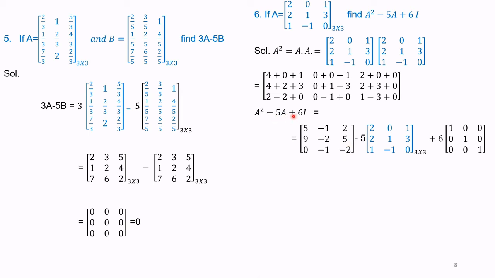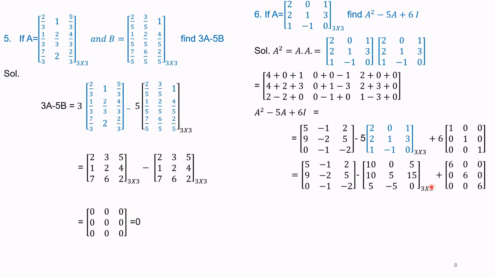Minus 5A is asked in the question, so minus 5 we have written outside. A we have copied as it is from the given matrix, that is 2, 0, 1, 2, 1, 3, 1, minus 1, 0. So this is a 3 by 3 matrix, and this is also a 3 by 3 matrix. So our identity matrix also has to be 3 by 3. Therefore, we add plus 6 into the identity matrix, which is a square matrix with diagonal elements as 1. So here you see 1, 1, 1. All the remaining elements are 0. So we have to do the addition or subtraction as the case may be. Therefore, 5 into 2, this we have copied as the first item.